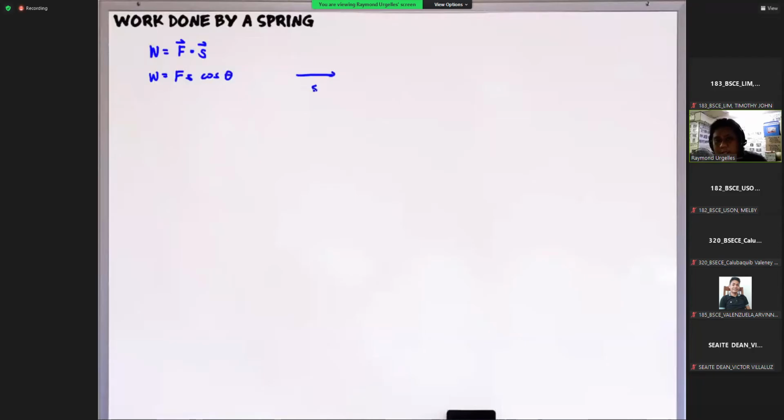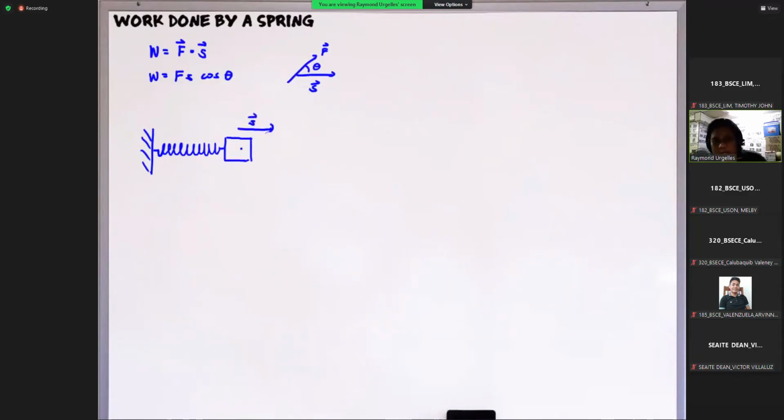So let's say ito yung displacement natin, tapos yung force natin is directed in this direction, then ito yung angle theta natin. Okay ba? Pagdating sa isang spring, you can imagine na, let's say ito yung spring natin, tapos let's say meron kang ditong object. Let's say yung object natin gumagalaw, so we have a displacement S here, okay?